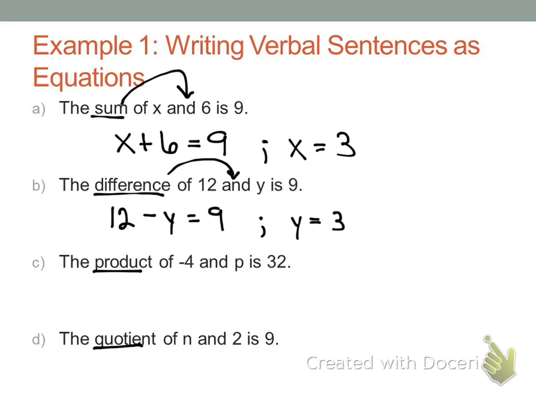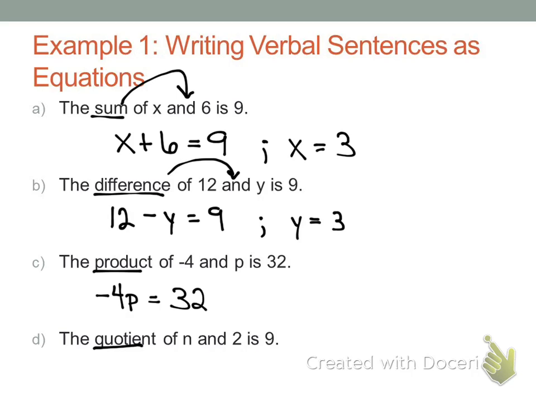All right, now look at C. The product, okay, so product means multiplication. How do I show multiplication between -4 and p? Do I use a little x? Do I use a dot? Do I use parentheses? Nothing. I just put my number and my variable together next to each other. -4p. Algebraically, this is how I write multiplication between a number and a variable. I don't need anything else. I know that it's showing multiplication. So -4p equals 32.